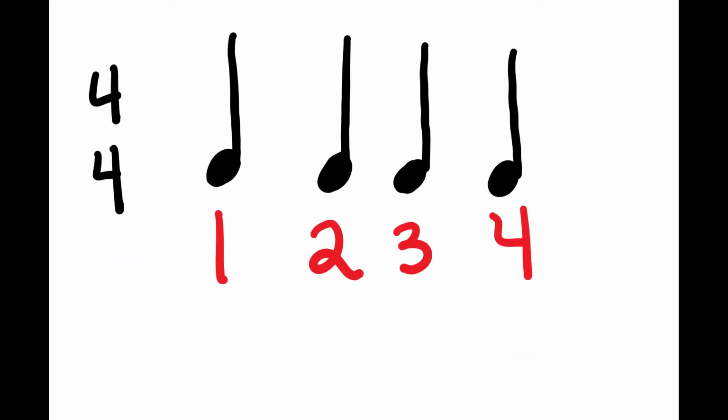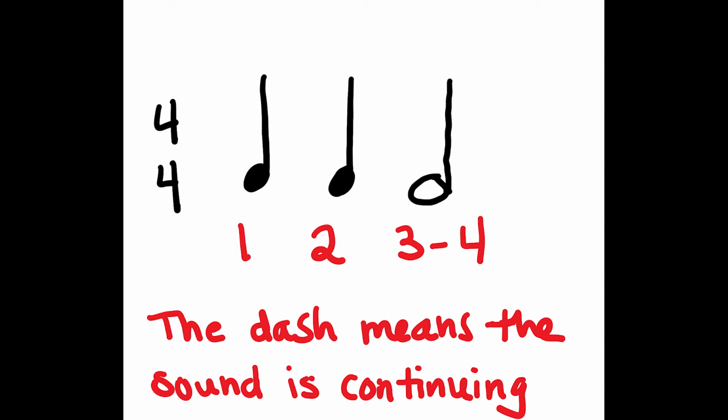Okay, now I'm just going to put the beats below: 1, 2, 3, and 4. Because the quarter note is getting the beat, each quarter note gets 1 beat. In this measure, we're allowed to go up to the number 4. So if we were counting this, we would go 1, 2, 3, 4, or we would be playing that on our instrument.